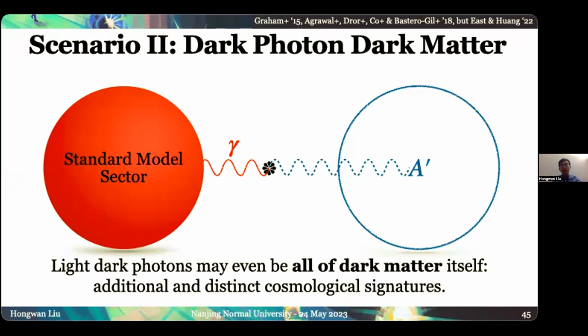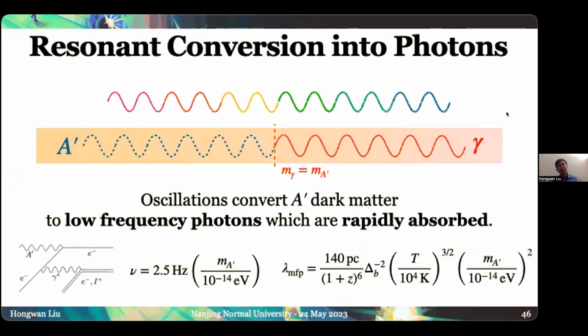And like I said, if you look at dark photon dark matter, you're going to get additional and distinct cosmological signatures to the ones that I've just discussed in the previous example. So in particular, all of the resonant conversion stuff that I told you about, where we were looking at photons resonantly converting into dark photons and causing CMB photons to disappear, also apply for dark photon dark matter resonantly converting into visible photons. So the conversions kind of go both ways, gamma to A prime as well as A prime to gamma.